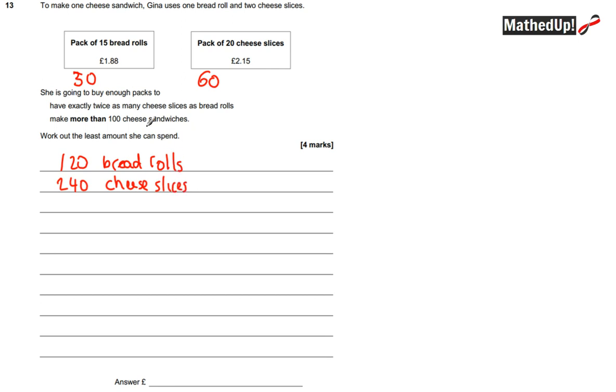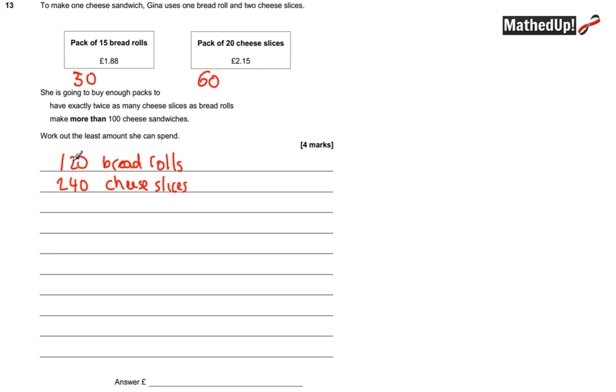So we can see from that we have got exactly twice as many cheese slices as we have bread rolls, and we can also see that we can make more than 100 cheese sandwiches because we can make 120. This is the least amount she can spend because there's no way of getting twice as many cheese slices as there are bread rolls with anything smaller than 120 bread rolls.